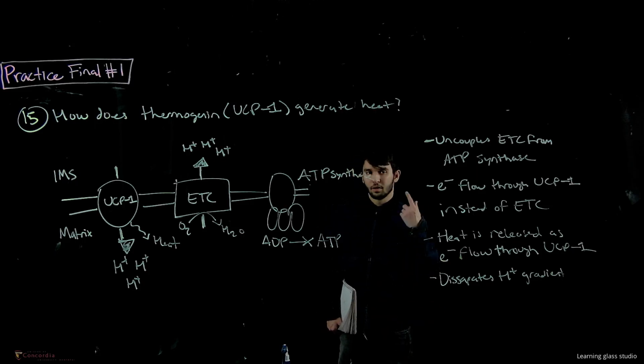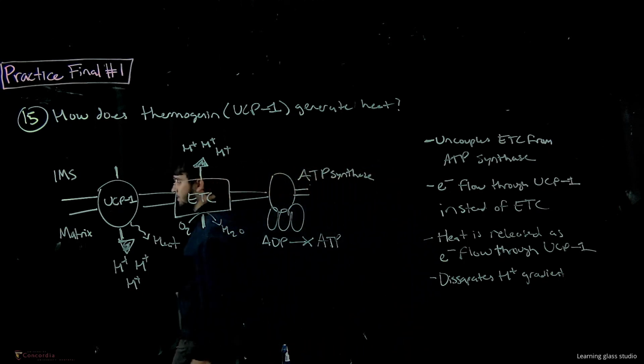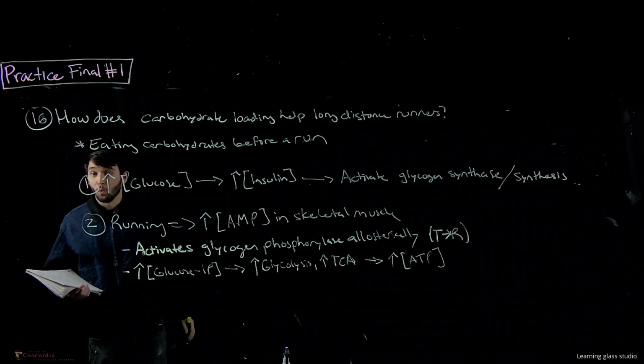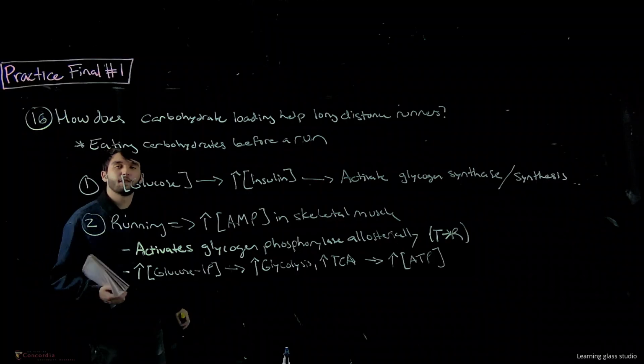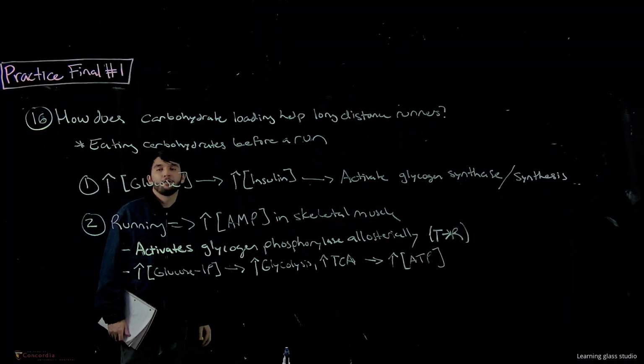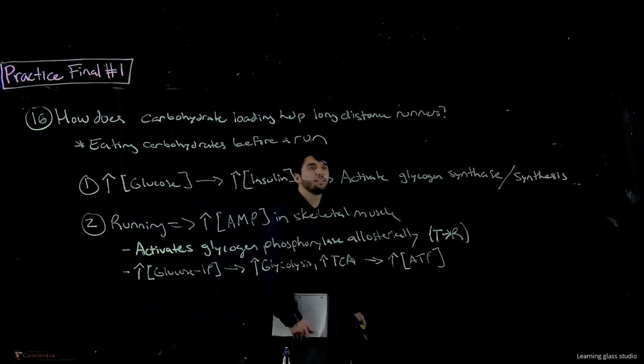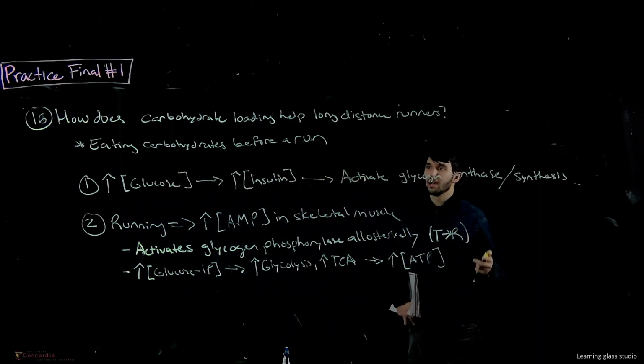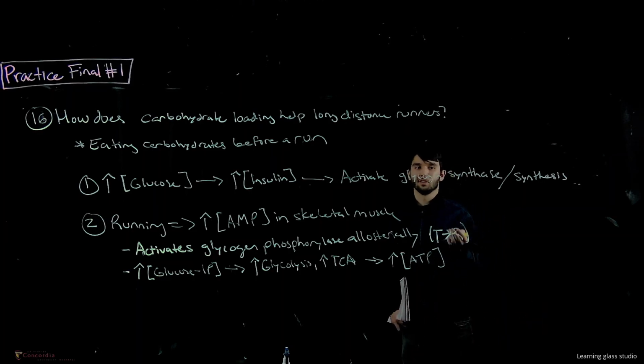Okay? Final question. We have made it to the last question of the practice final. Okay? This is a fun question. How does carbohydrate loading help long distance runners? So carbohydrate loading is you just eat a bunch of carbohydrates before a run, okay, like rice or pasta or something like that. And what this does is it spikes your blood sugar. It increases your blood glucose by a lot, and that causes the release of insulin.